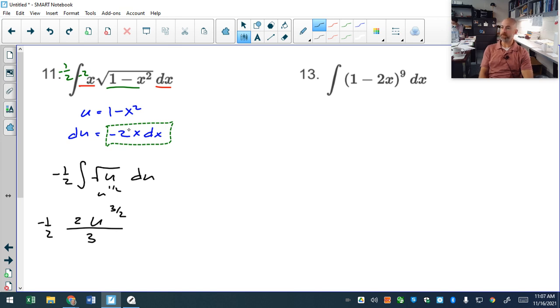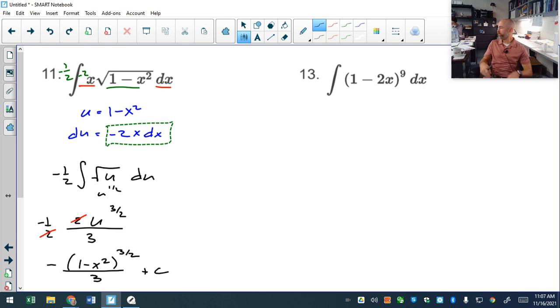And then we substitute the u back in. And I'm going to go crazy, I can cancel these 2's while I'm at it. And that will leave me with negative 1 minus x squared to the 3/2 over 3 plus a c.